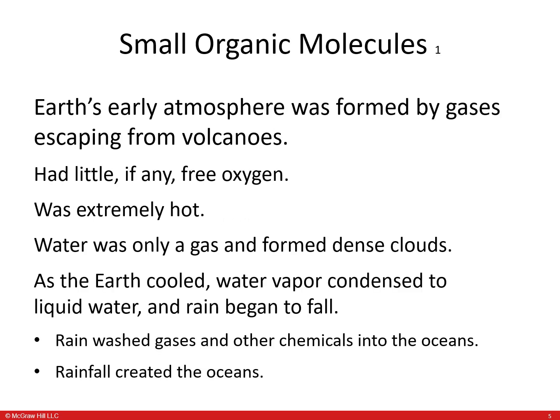The planet was very different many years ago. Earth's early atmosphere was formed by gases escaping from volcanoes. It had little, if any, oxygen. It was extremely hot, so water was only a gas and formed dense clouds. As the air cooled, water vapor condensed to liquid water, and rain began to fall. So the rain washed gases and other chemicals into the oceans. So the rainfall created the oceans.